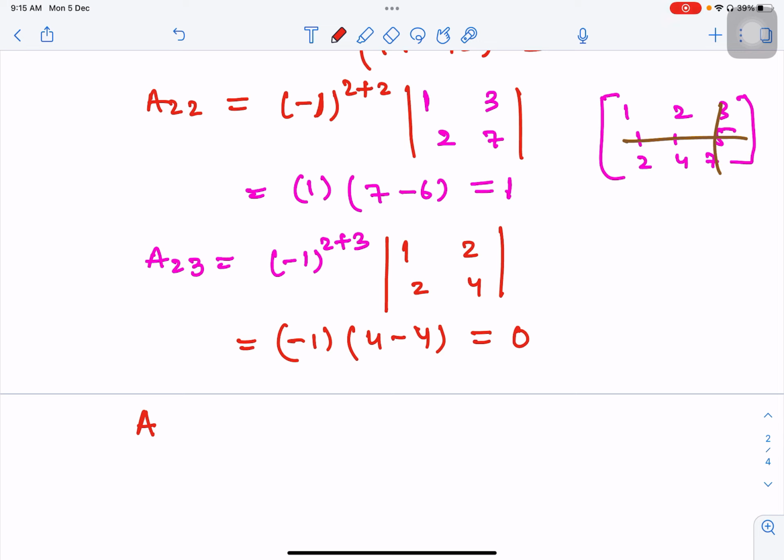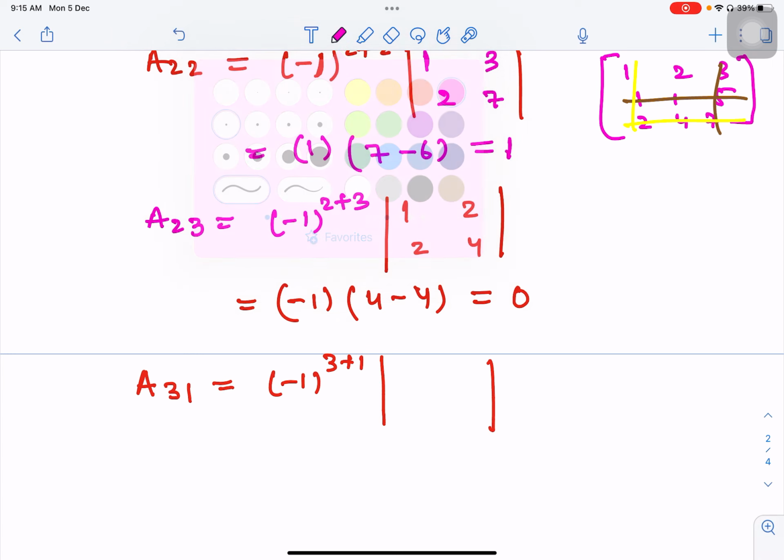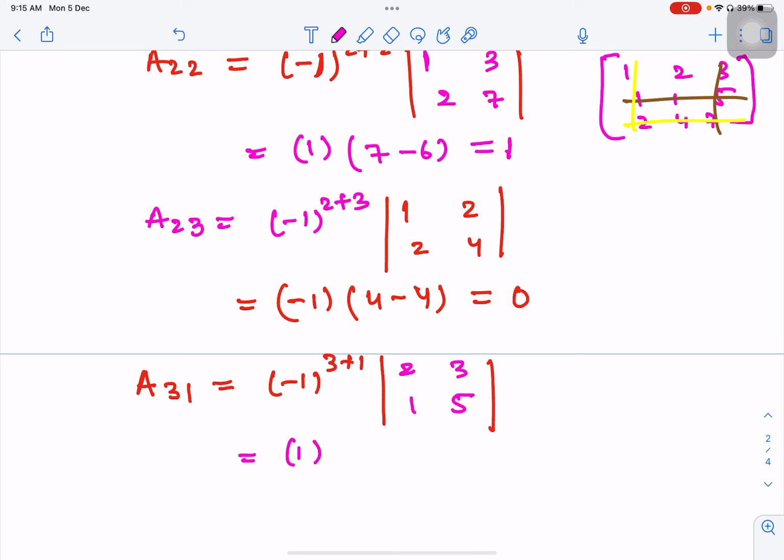With respect to the third row, we will have A31, which is -1 raised to 3 plus 1. Now which row and which column will you delete? We will delete the third row and first column. So what remains? 2 3 and 1 5. Now this is -1 raised to 4, which is again +1, and 5 2s are 10. 10 minus 3 will give us 7. Is that clear till now?